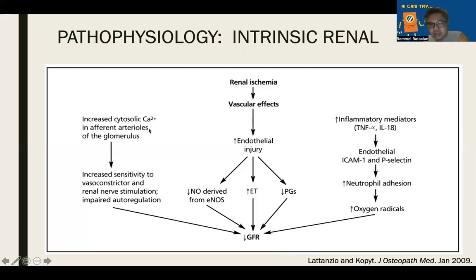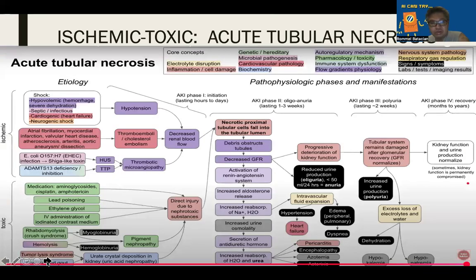Couple that with increasing cytosolic serum calcium in the afferent arterioles. So there is also increased vasoconstriction of that afferent arteriole, impairing the autoregulation that I mentioned earlier. Inflammatory mediators are also increased, which also leads to an increase in oxygen radicals, which also leads to a decline in the glomerular filtration rate. Usually the most common cause would be acute tubular necrosis. So it has multiple causes. So the most common would be septic shock and hypovolemic shock.